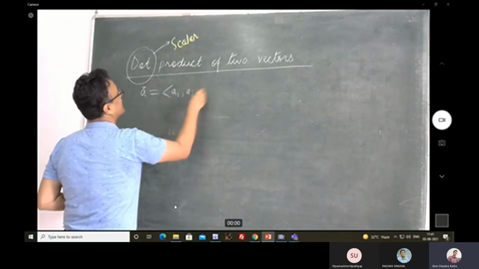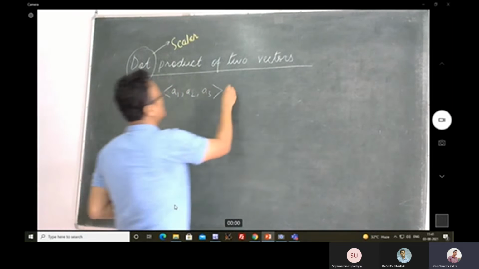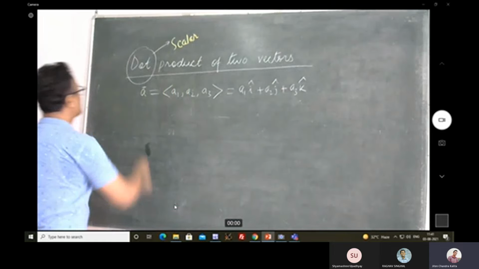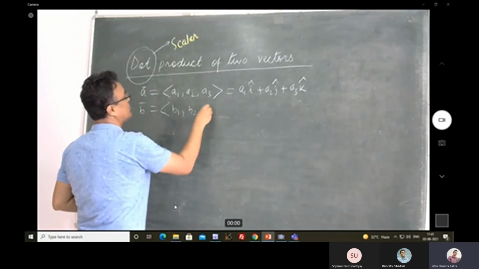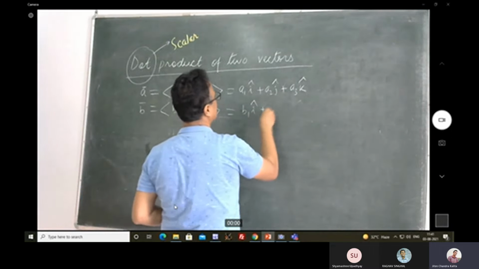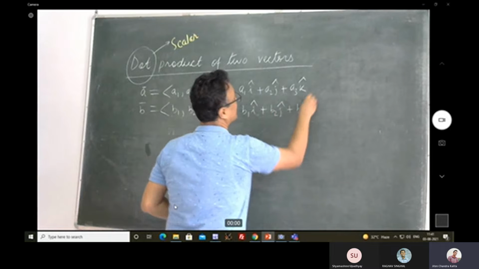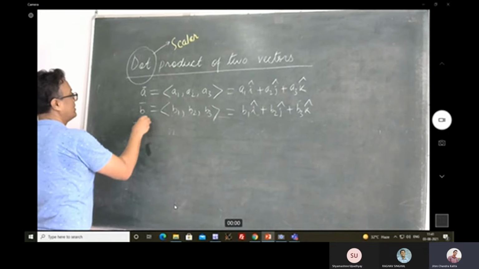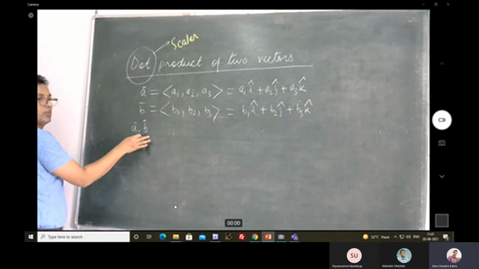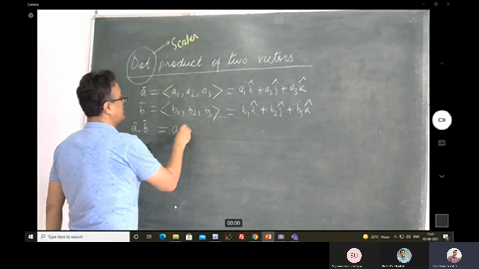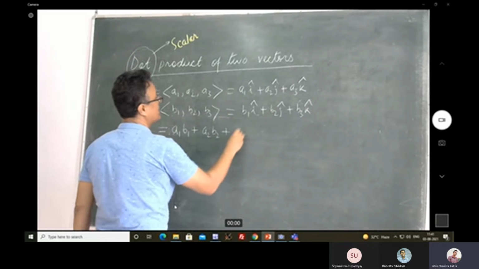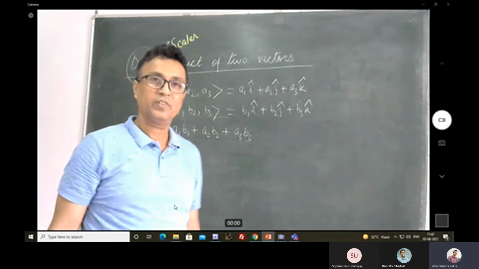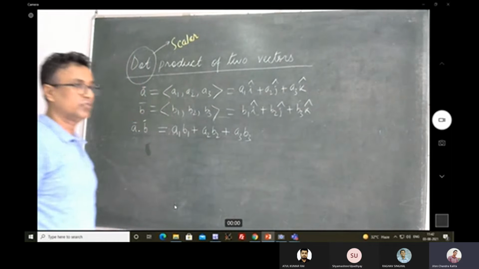In terms of components, I can write this. So that means A is simply A1i plus A2j plus A3k, and similarly B in terms of components B1, B2, B3. This is B1i plus B2j plus B3k. So then the dot product of the vectors A and B is written as A dot B, and it is simply defined as A1B1 plus A2B2 plus A3B3. And remember that here the components are real numbers. These are 3D vectors.